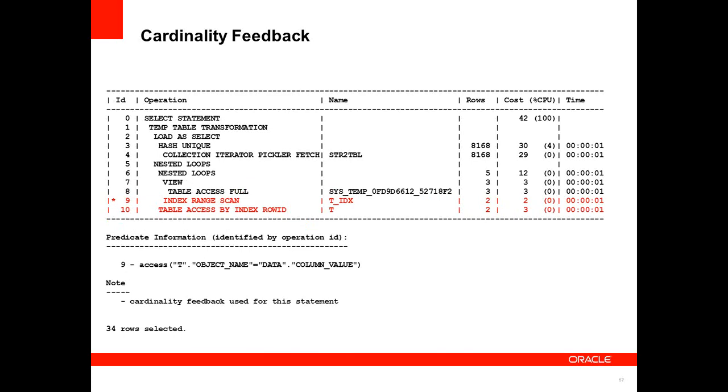Now, it's true that with cardinality feedback, we need to make a mistake the first time. But once we've executed the query once, we readjust the plan, and this is the plan that is now in the shared pool, and this is the plan that we'll use until it ages out.